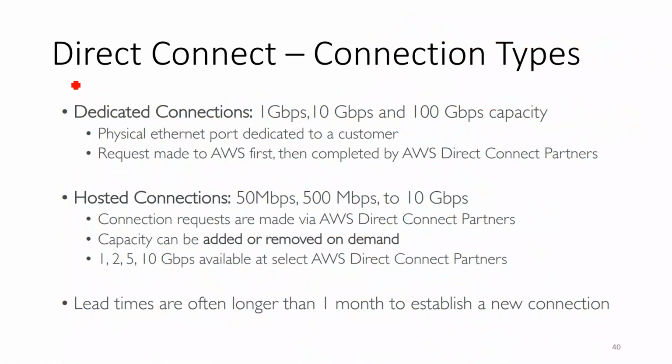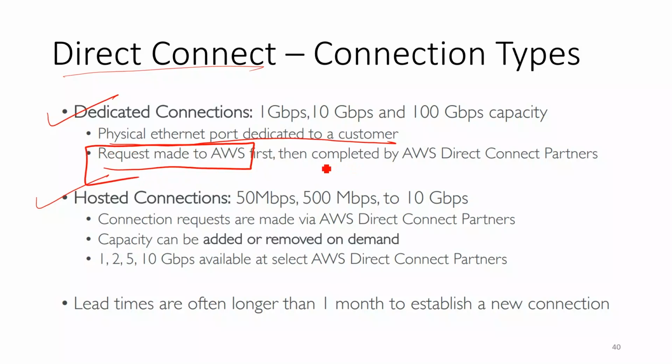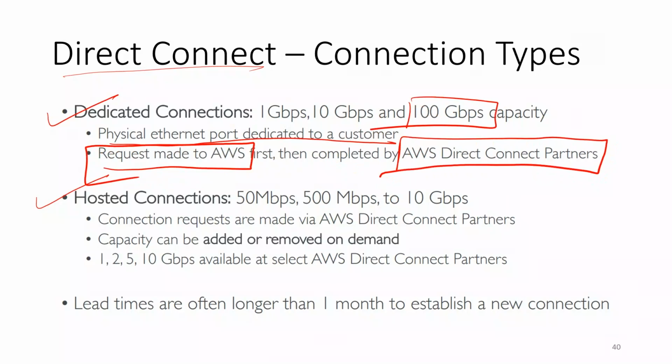So for connection types of Direct Connect, we have a dedicated connection and a hosted connection. Dedicated connections are a physical Ethernet port dedicated to a customer, with the request made to AWS first, then completed by AWS Direct Connect partners. It provides up to 100 Gbps of capacity, meaning the throughput will be up to 100 gigabits per second. When we talk about hosted connections, the maximum throughput is 10 gigabits per second, gigabits, not bytes, it's a small b.